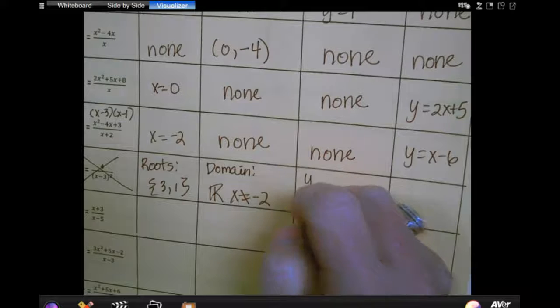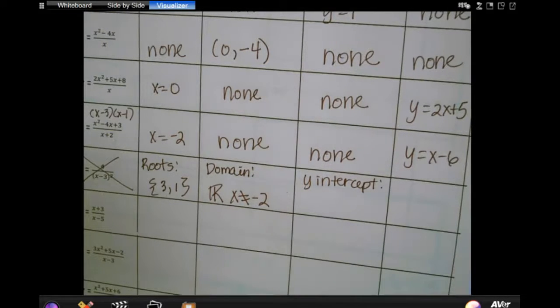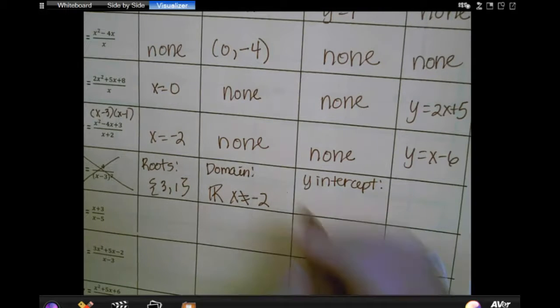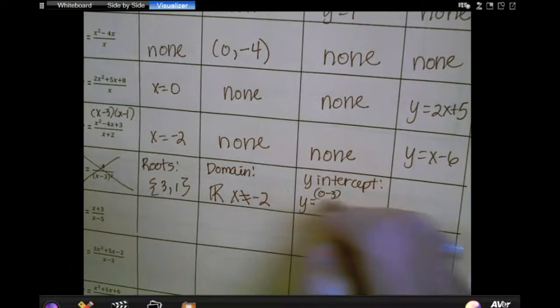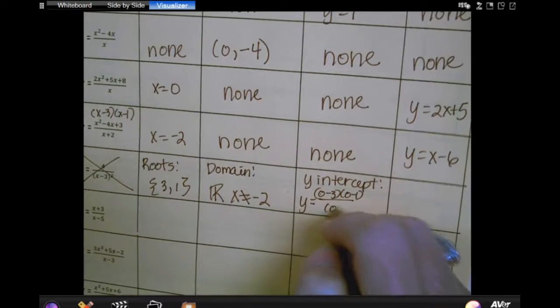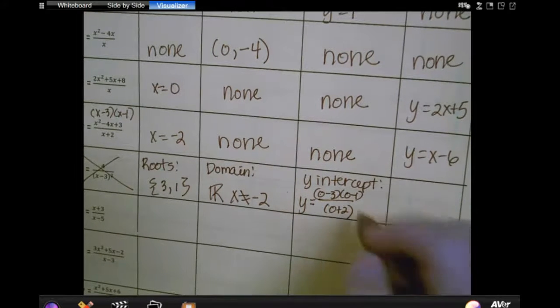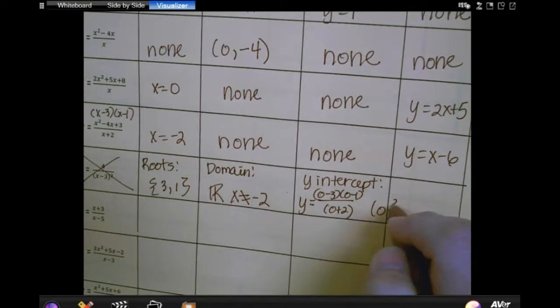And the y-intercept, how do I find the y-intercept? Right, so I get y equals 0 minus 3 times 0 minus 1 over 0 plus 2. So my y-intercept is going to be 0 and 3 over 2. Correct.